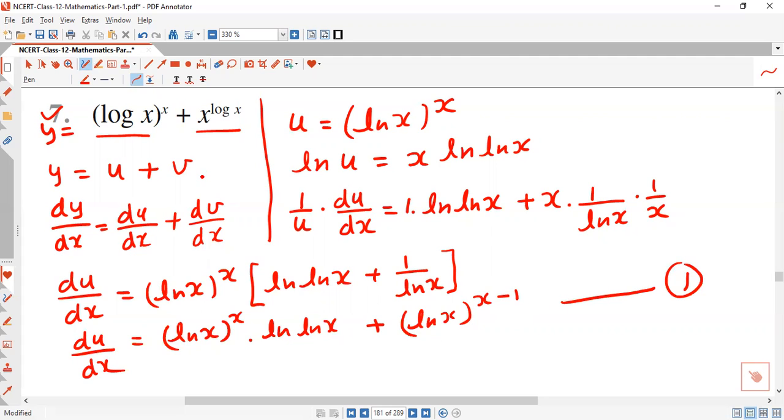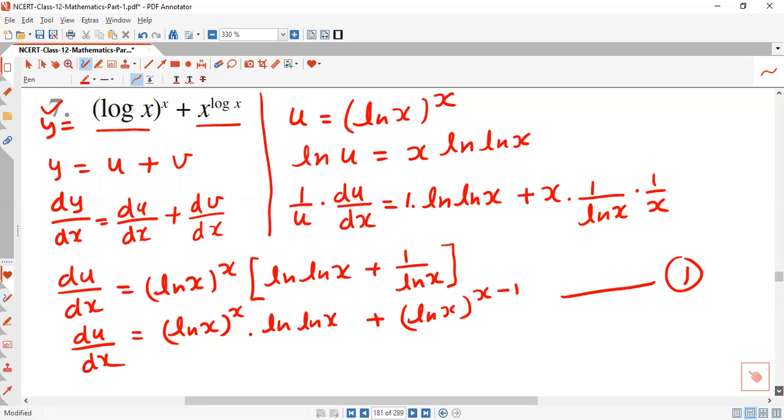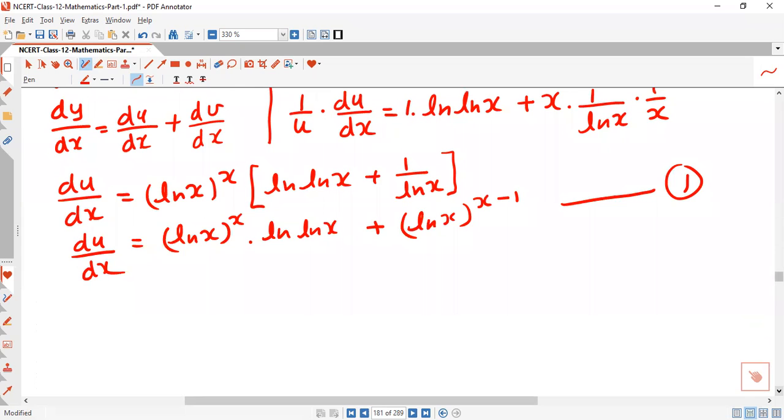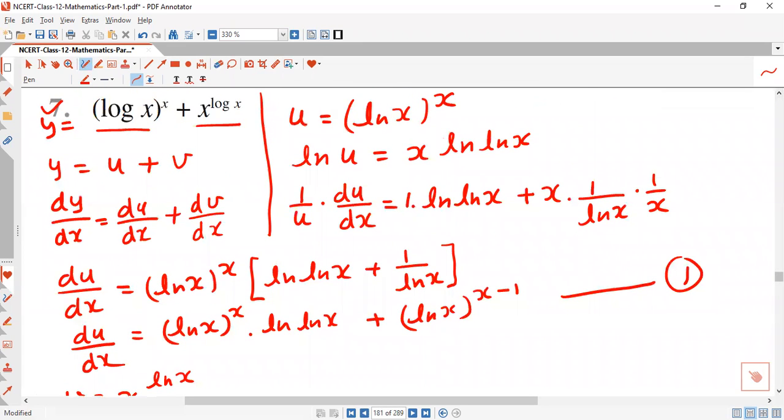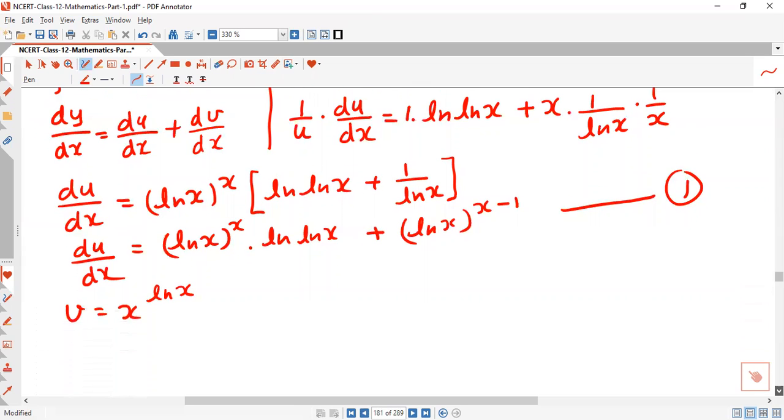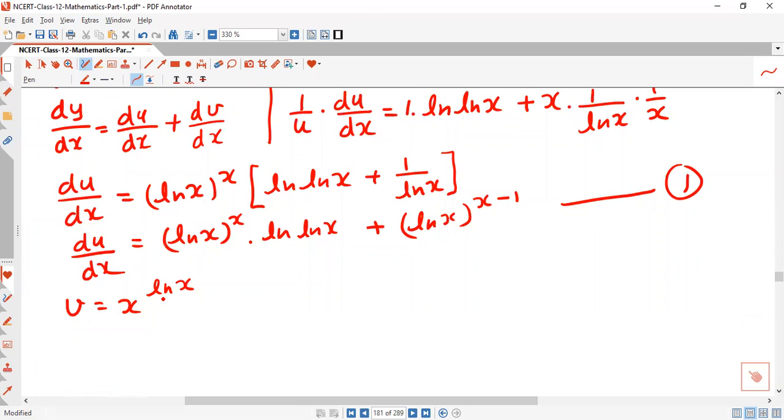Now, second part, x raised to log x. We have to find the derivative of this. v is given as x raised to log x. Let me check it again. It is the same or different? x raised to log x. Fine. Now do the differentiation. Before differentiation, you take the log on both sides. Taking log on both sides, we get log v equal to log x into log x.